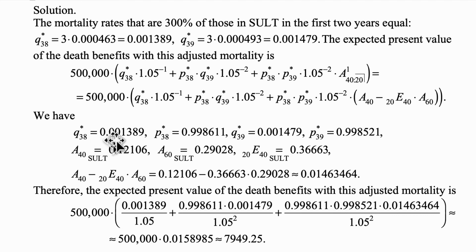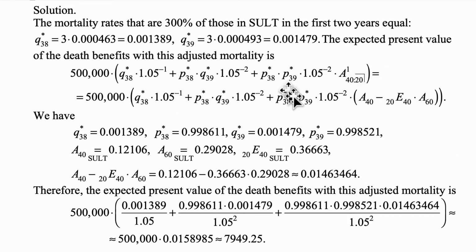So we already figured out what q38 star is. p38 star is 1 minus that. q39 star we figured out. p39 star is 1 minus that. A40 in SULT is 0.12106. A60 in SULT is 0.29028, and 20E40 is in SULT table as well, and it's 0.36663. And then we take all these numbers and we calculate A40 minus 20E40 times A60, so that's 0.12106 minus 0.36663 times 0.29028, and that becomes 0.01463464 approximately.